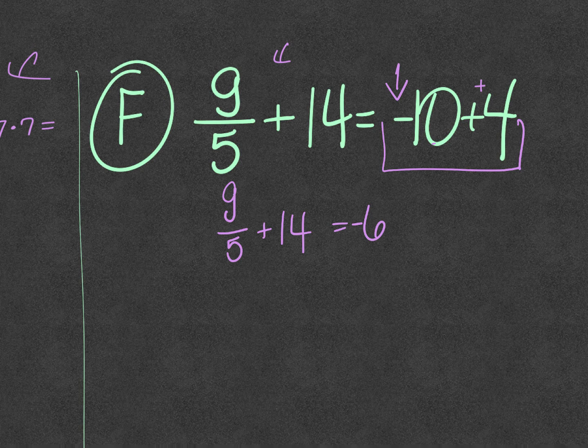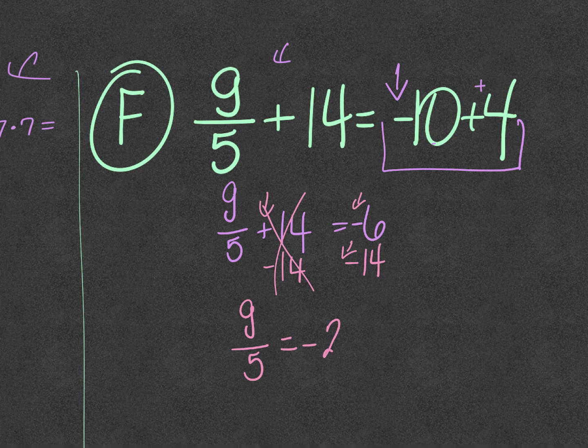Okay? So now we're going to subtract, where we're going to use our inverse operation of addition, which is subtraction. So I'm going to subtract 14 from both sides. This cancels, of course. I'm going to go ahead and write my G over 5 equals. Now, here I'm going to be adding a negative plus a negative. So when you're adding two negatives, remember you add and keep the sign. So my answer would be a negative 20.